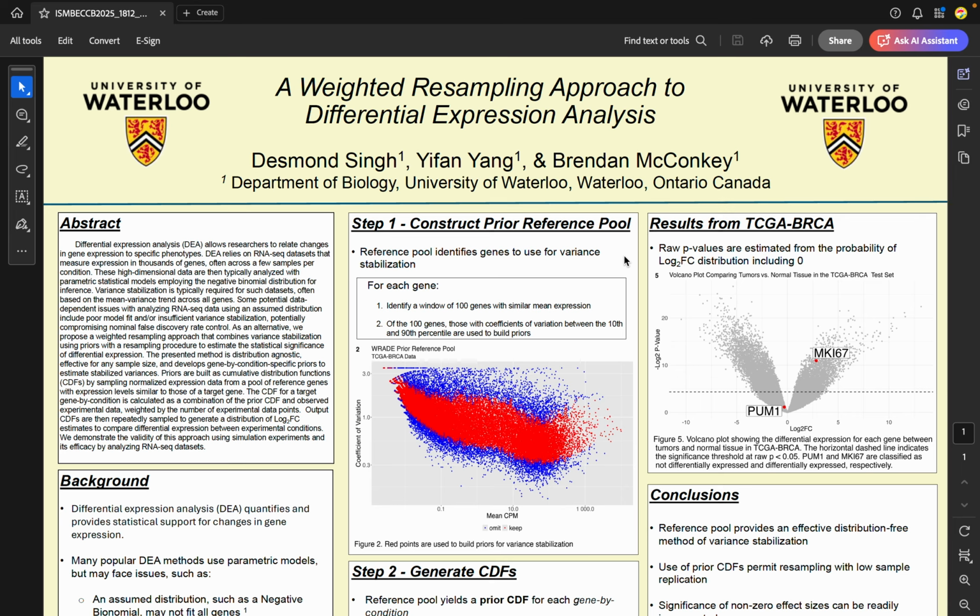Then, of those 100 genes, RAID identifies which ones have coefficients of variation that fall into the central 80% of their distribution. The full reference pool for the TCGA bracket data across all genes is depicted here in Figure 2. Points colored red reflect genes whose individual measurements will be used during variance stabilization.